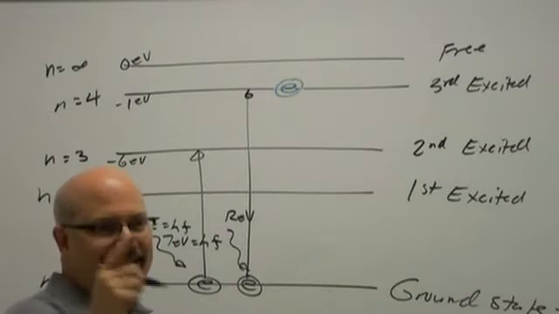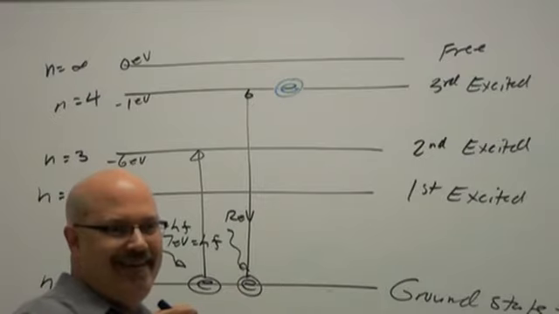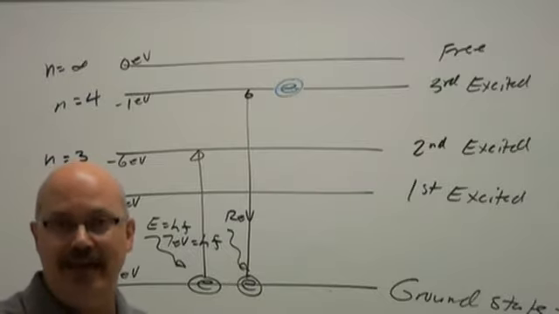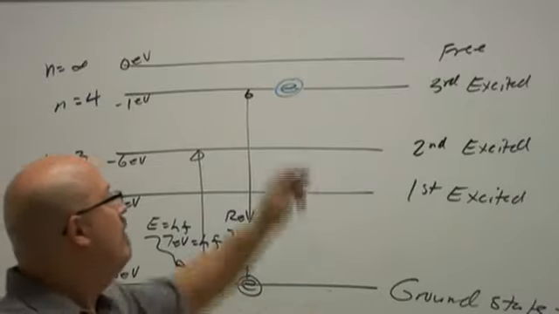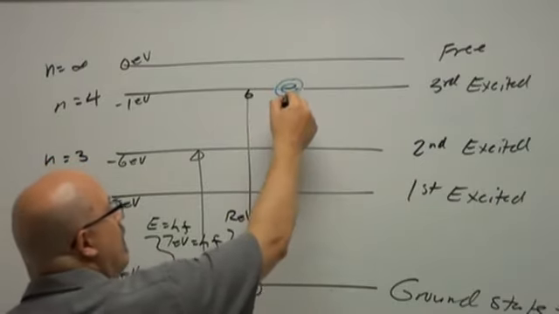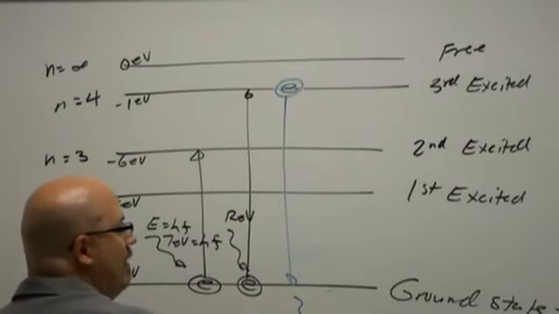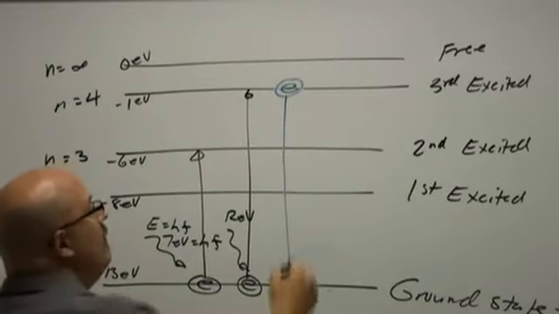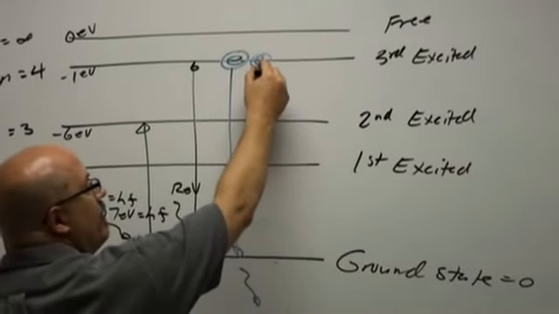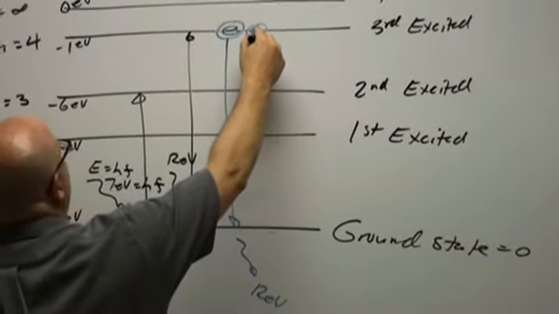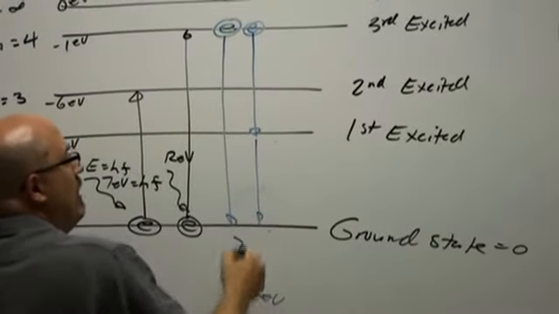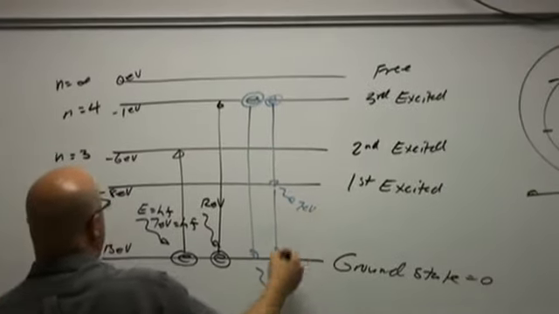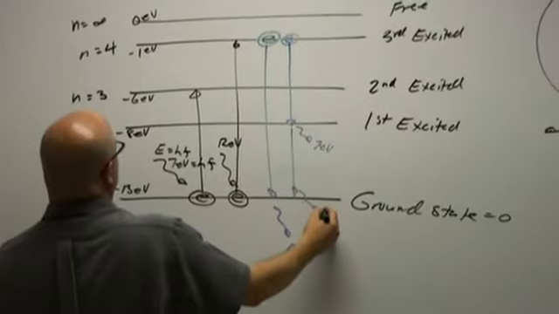Does it fall back gradually? It could. What are all the possibilities of what I could see, or the photons that it would emit, falling from here? It could fall and emit a 12 eV photon. Or, what else could it do? It could fall from here to here, and then from here to here, right? So it would emit a 7 and a 5.